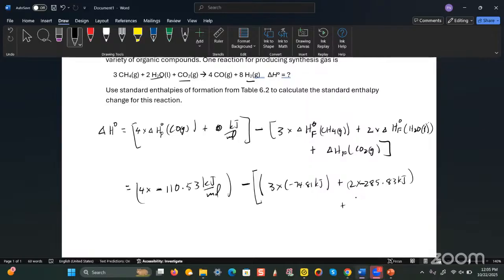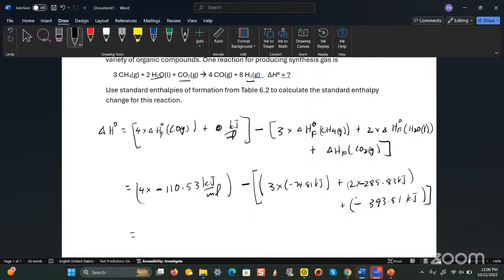A negative 393.51. Okay. And that's it. All right. That's the setup. So it's all a matter now of working out what each of these would give.